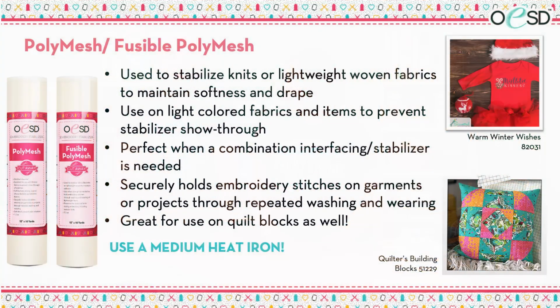All right, so we've kind of talked about this a little bit, but of course for garments, polymesh really is our favorite. Again, that's for when you want a softer feel. You don't want a heavy cutaway that might feel rough on your skin. It's also going to drape really nice, which is another thing about polymesh we love. And again, it comes in a fusible and a non-fusible version. This also comes in white and black, depending on the color of the garment that you're embroidering as well.